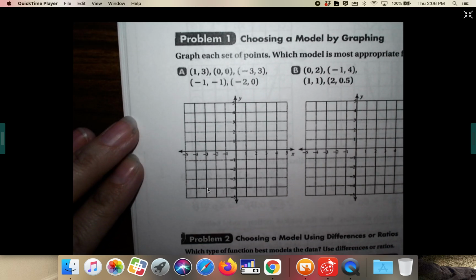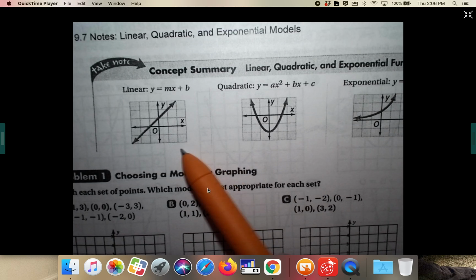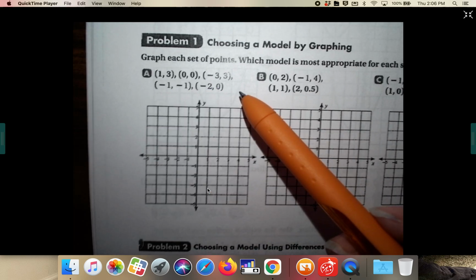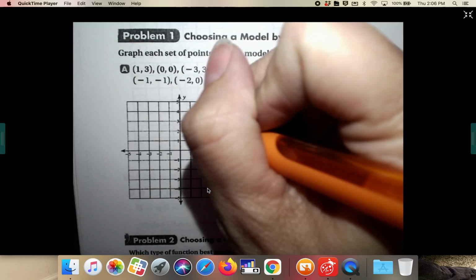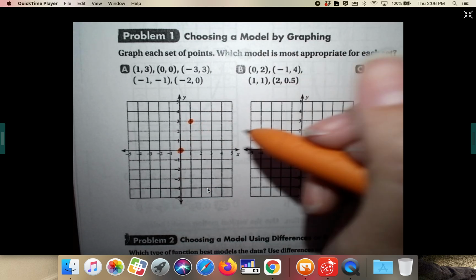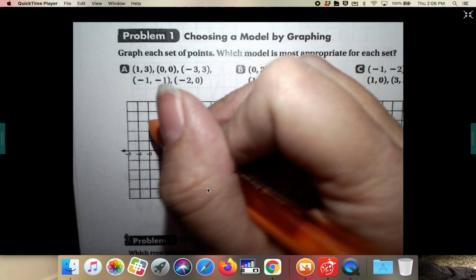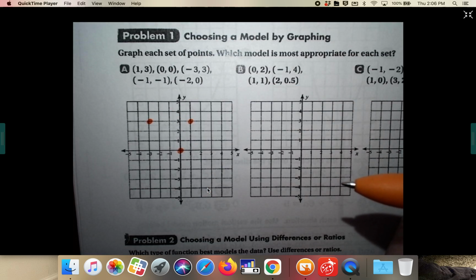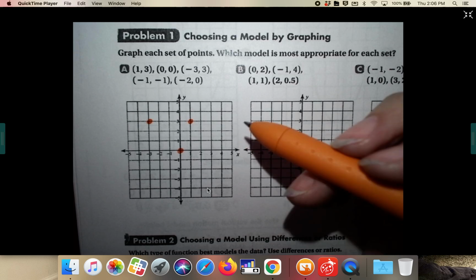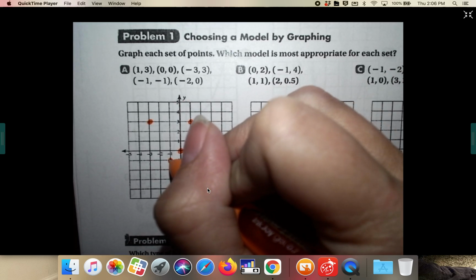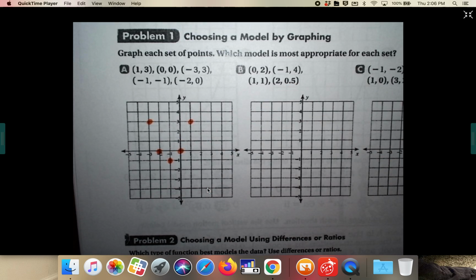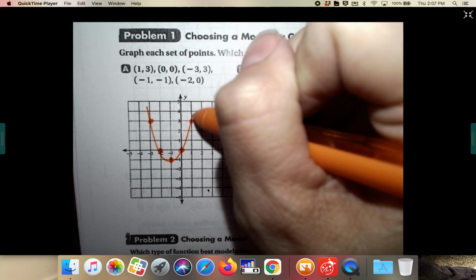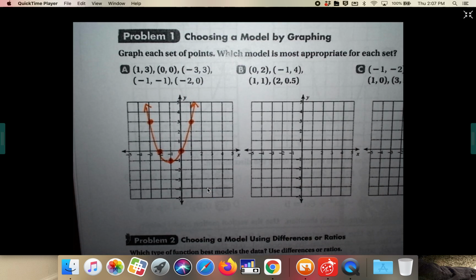Okay, so we're going to do some graphing. So we're going to choose which of these three models we're representing with these coordinates. So there's a graph right there. Let's go ahead and graph it. So put a dot at 1, 3. That would be here. A dot at 0, 0. A dot at -3, 3. I can already kind of tell what this is doing, but let's double check. A dot at -1, -1. And then a dot at -2, 0. So I can tell that this is definitely a parabola, which would be a quadratic function. So this is going to be quadratic.